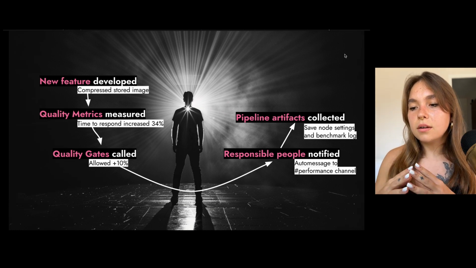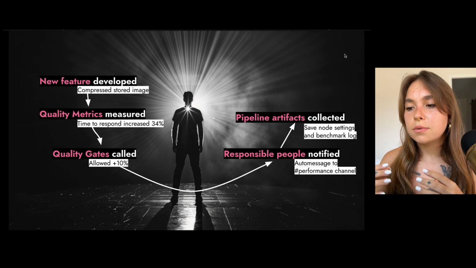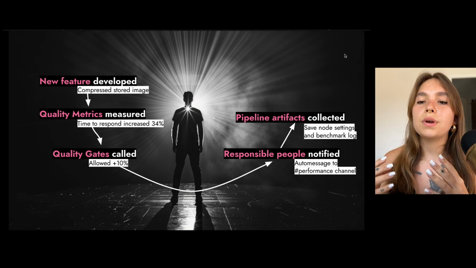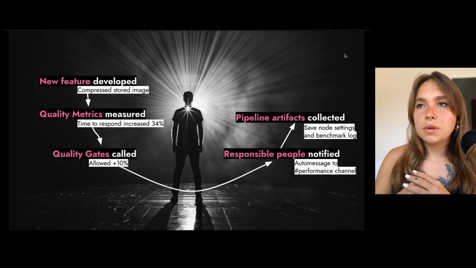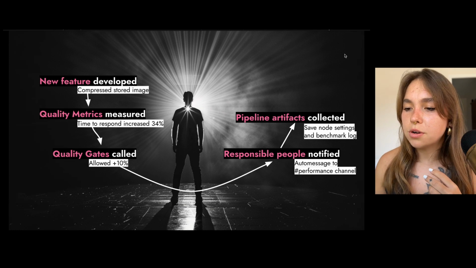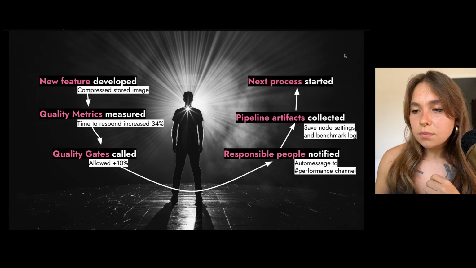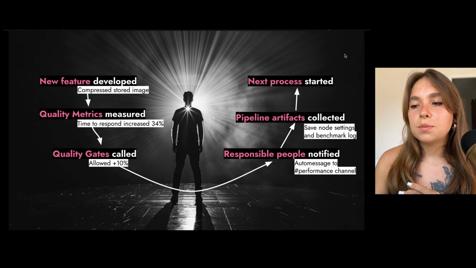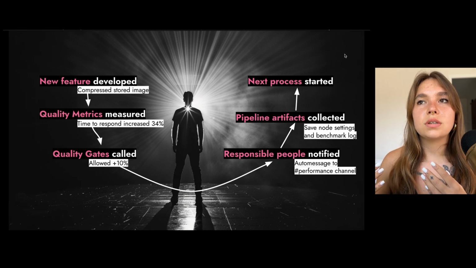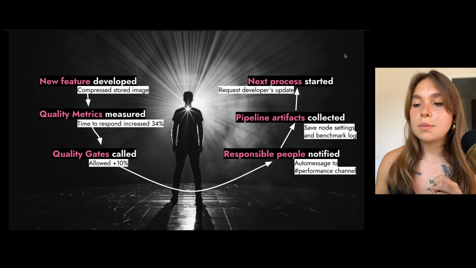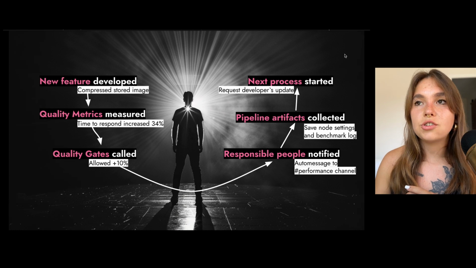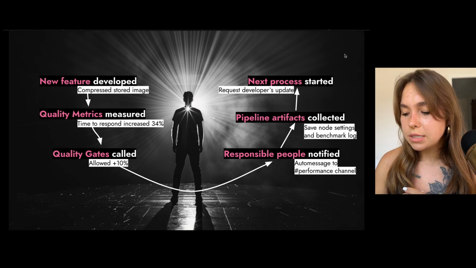So here in our particular example, we can, for example, save node settings and our benchmark log, because if we measure time to respond, it means that we had some data, so some benchmark. And after that, we can call the next process. It can be different processes, depending on the previous stage, depending on the feedback from quality gates. So for example, in this case, we would request a developers' update, because this feature actually doesn't meet our requirements.